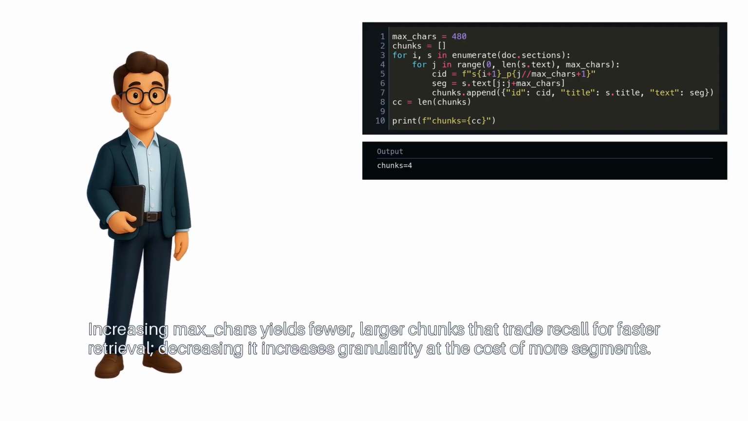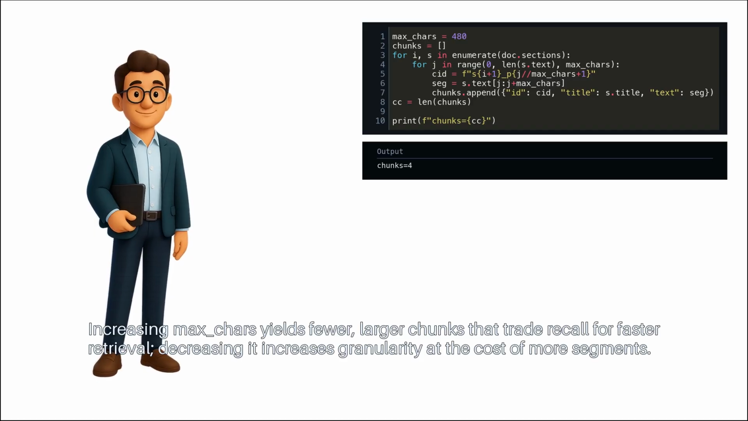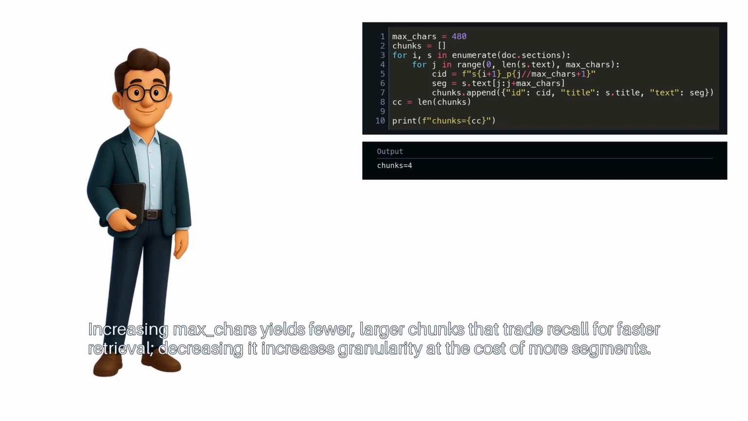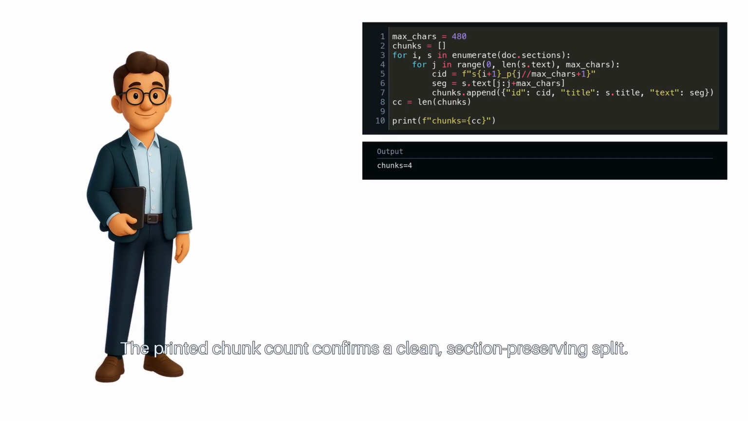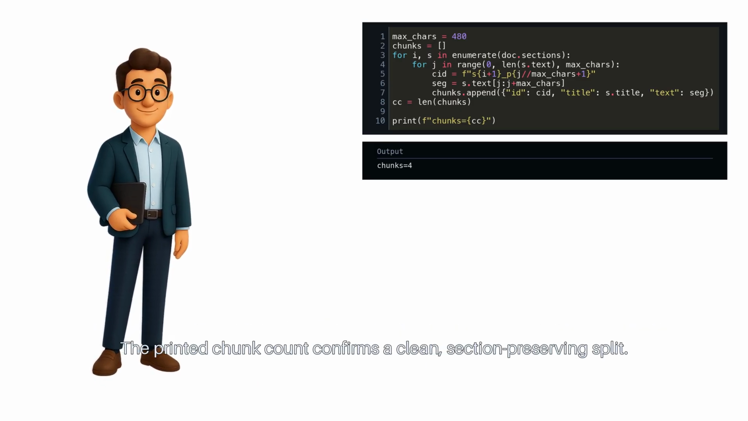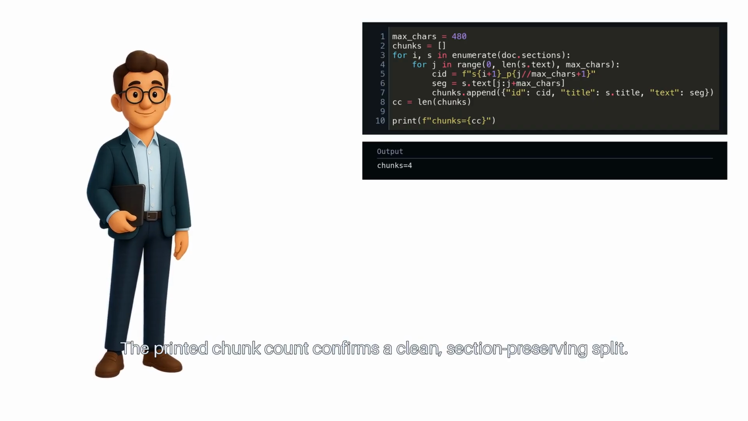Increasing max chars yields fewer, larger chunks that trade recall for faster retrieval. Decreasing it increases granularity at the cost of more segments. The printed chunk count confirms a clean, section-preserving split.